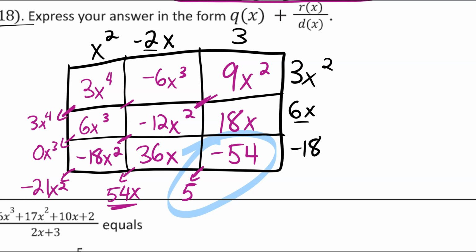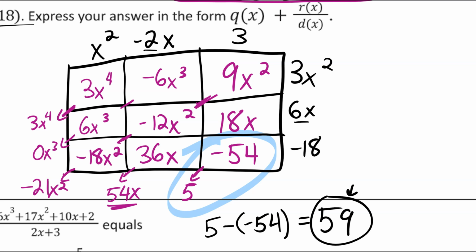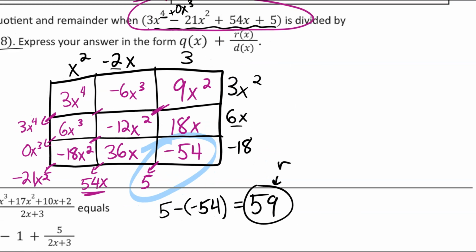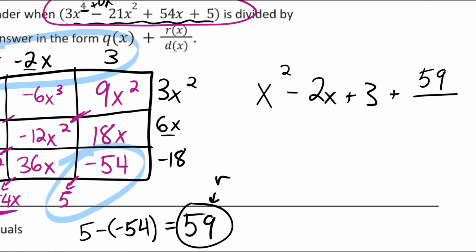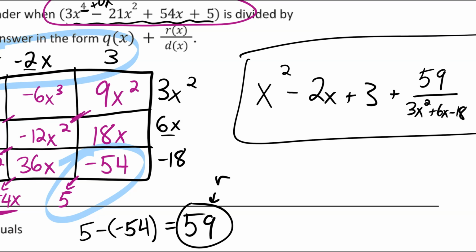So to find your remainder, you could take what you want minus what you got. That's how much more you would have to add to that box to make it equal 5. So I would need positive 59 more, so that's going to be considered my remainder. So to write my final answer, I'm going to take this quotient on the top, x squared minus 2x plus 3, and add to it the remainder over the divisor, the 3x squared plus 6x minus 18. That's what I divided by, and that's how I would express my final answer.